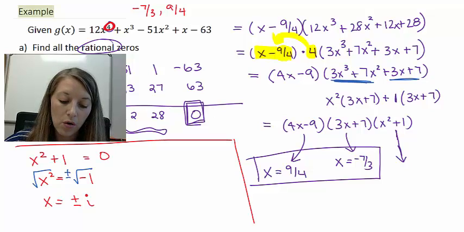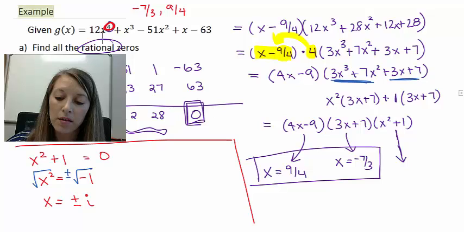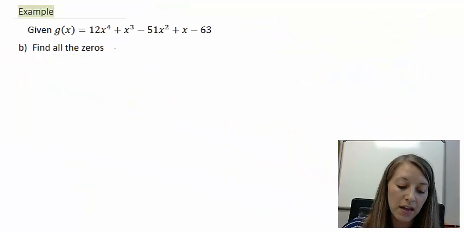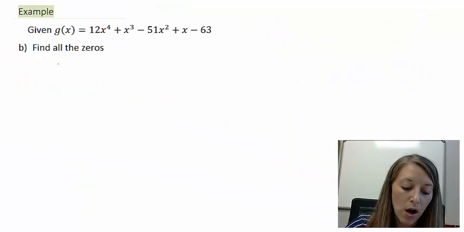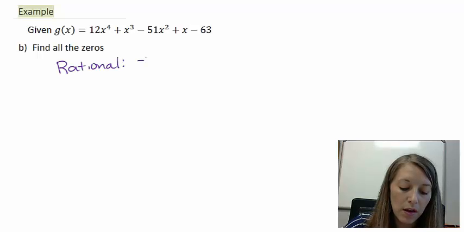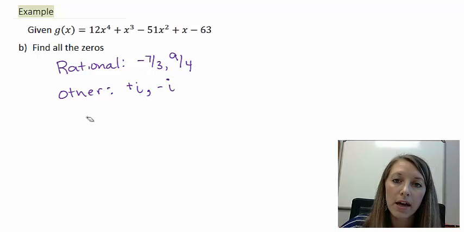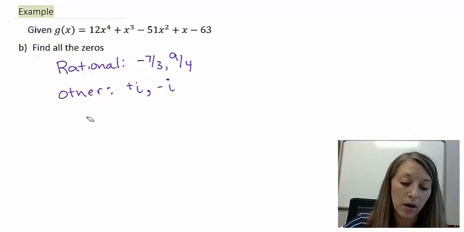Okay, so now our second part of this problem asked us to find all the zeros. Well, our rational zeros were the -7/3 and the 9/4, and then the other zeros happen to be positive i and negative i. So let me kind of address these a little bit more.